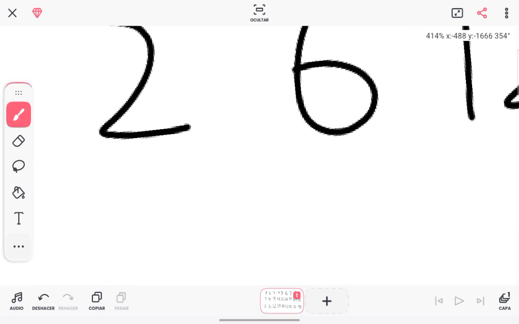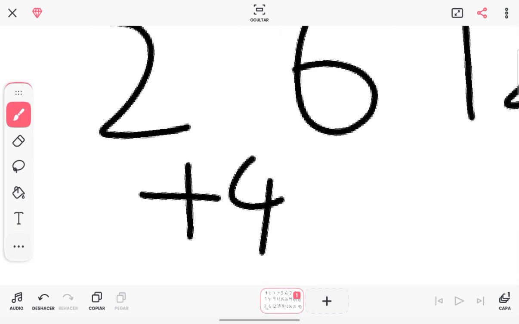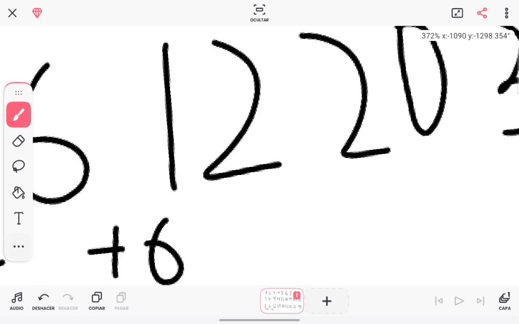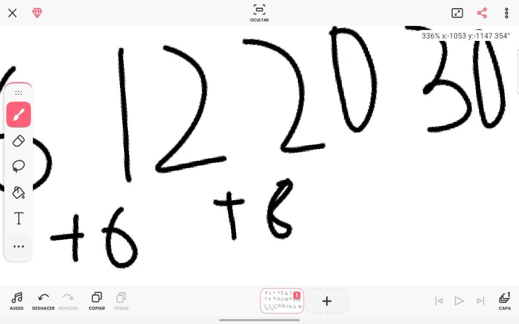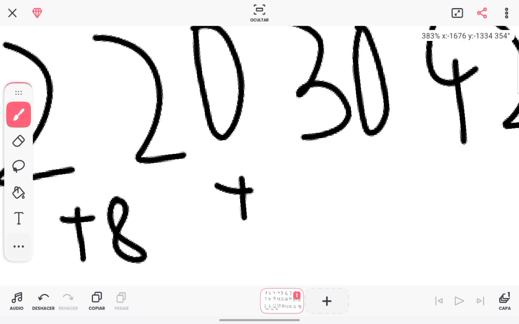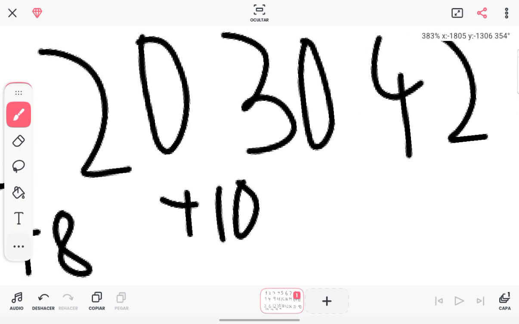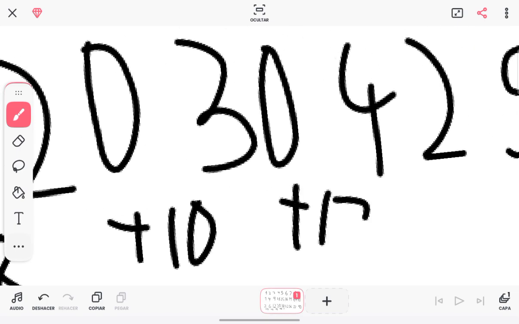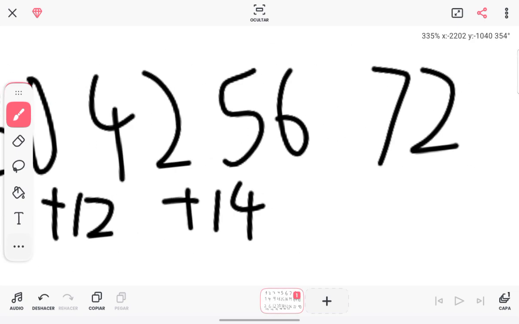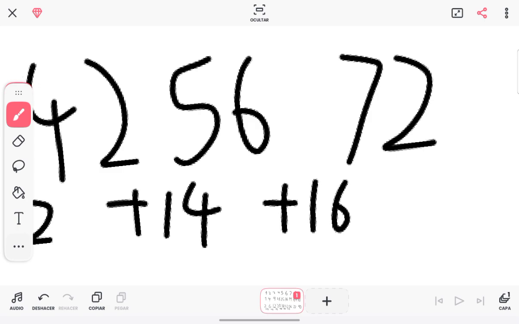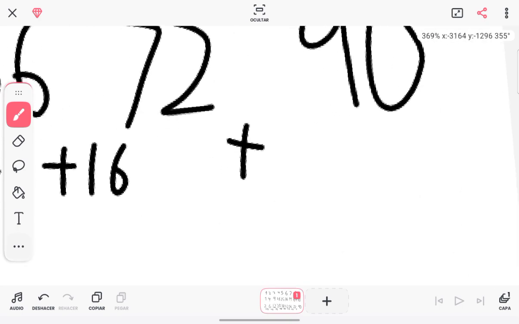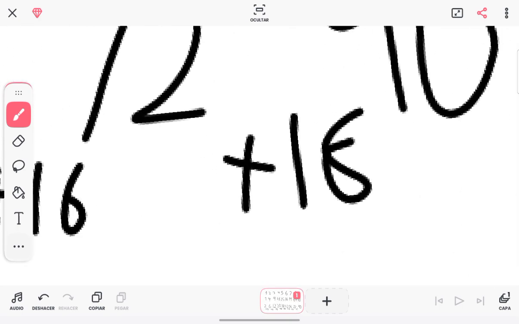So 2 plus one number equals 6. 4. It's the same thing here. 6, 8, 10, 12, 14, 16. And with that logic, you guess what this will be? 18.